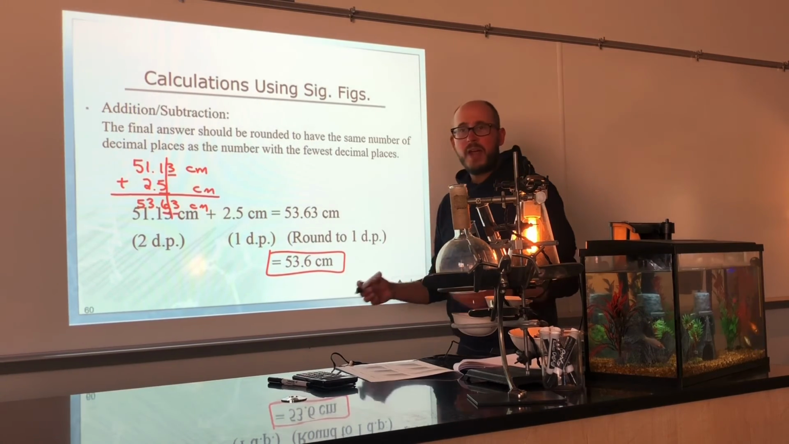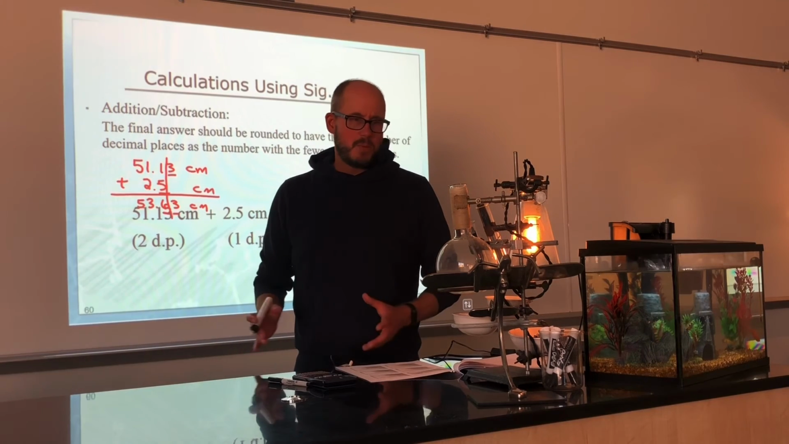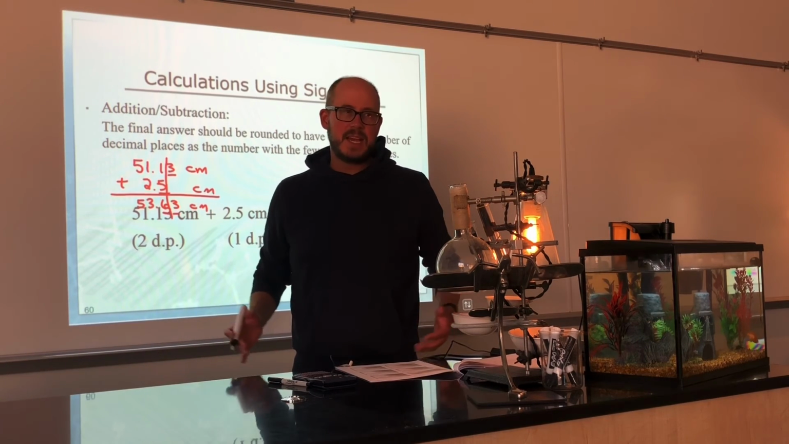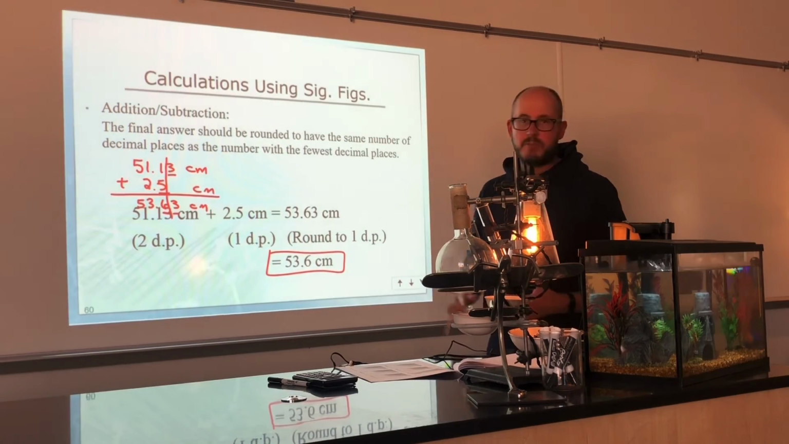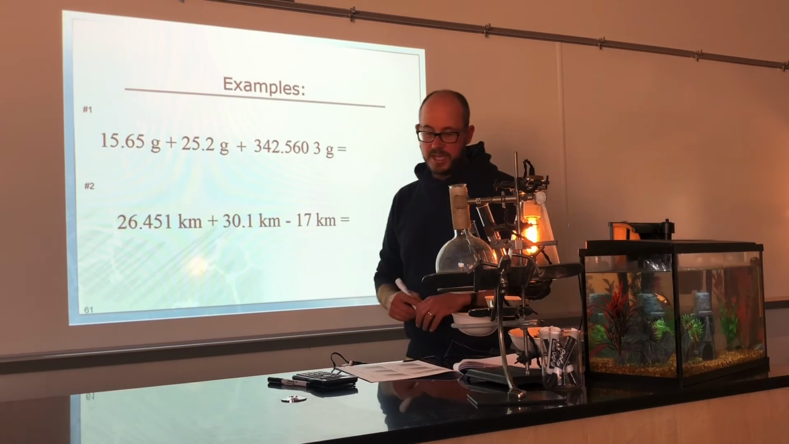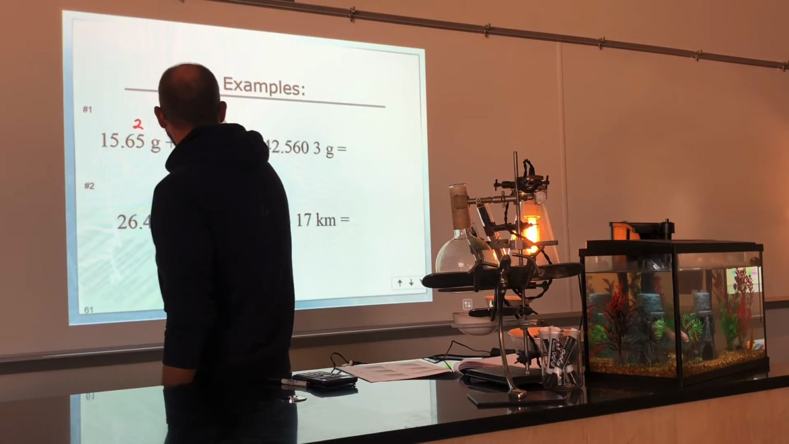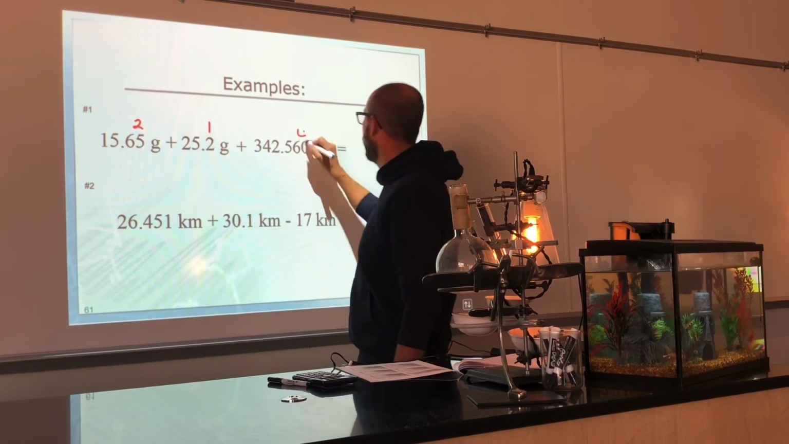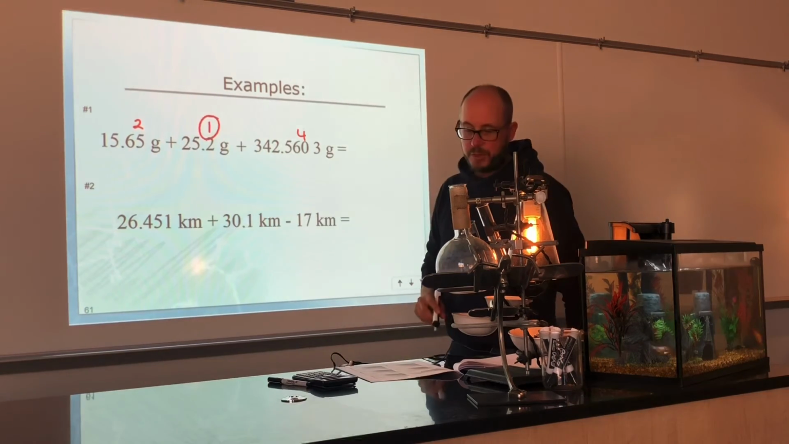So our rule for adding and subtracting is instead of counting the sig figs, we count our decimal places, but we do the same basic idea, which is keep the number of decimal places in whichever number has the fewest decimal places. So take a look at this example. The first one, I have 2 decimal places, 1 decimal place, and 4 decimal places. I want 1 because that's the fewest.